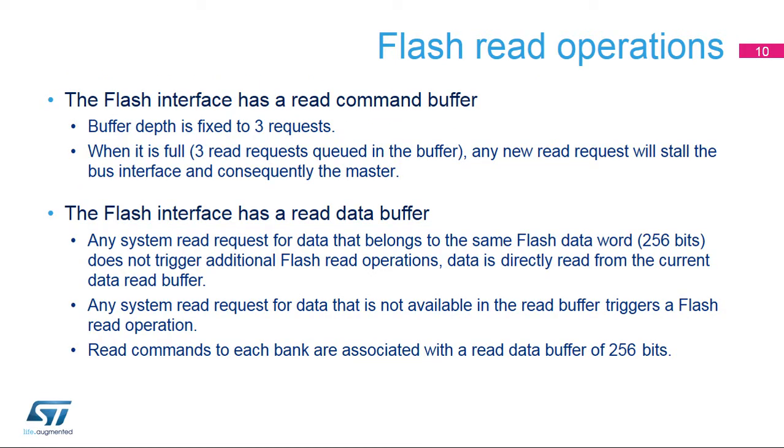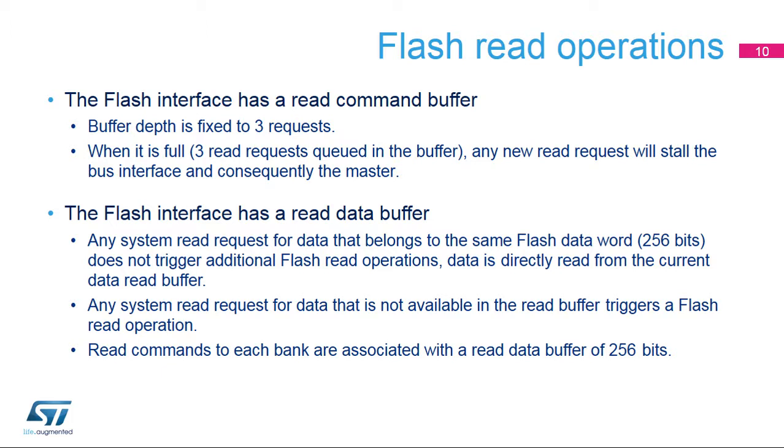The read command buffer depth is fixed to 3 requests. When it is full, with 3 read requests queued in the buffer, any new read request will stall the bus interface and consequently the master. Any system read request for data that is not available in the read buffer triggers a flash read operation. This data is buffered inside the read data buffer.